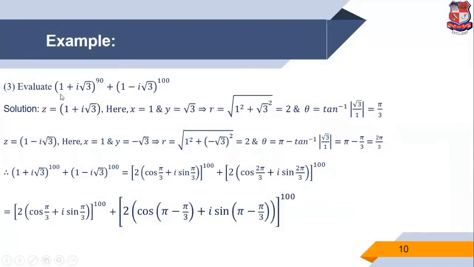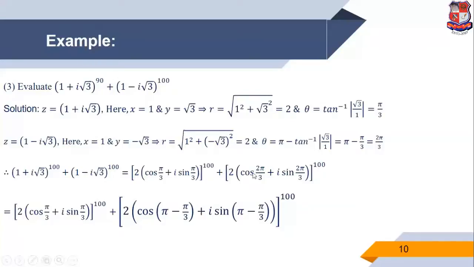So therefore, the given expression, 1 plus i root 3 raised to 100 plus 1 minus i root 3 raised to 100, is equal to, for the first term, r into cos theta plus i sin theta raised to 100, plus, for the second term, we write 2 cos 2 pi by 3 plus i sin 2 pi by 3 raised to 100.